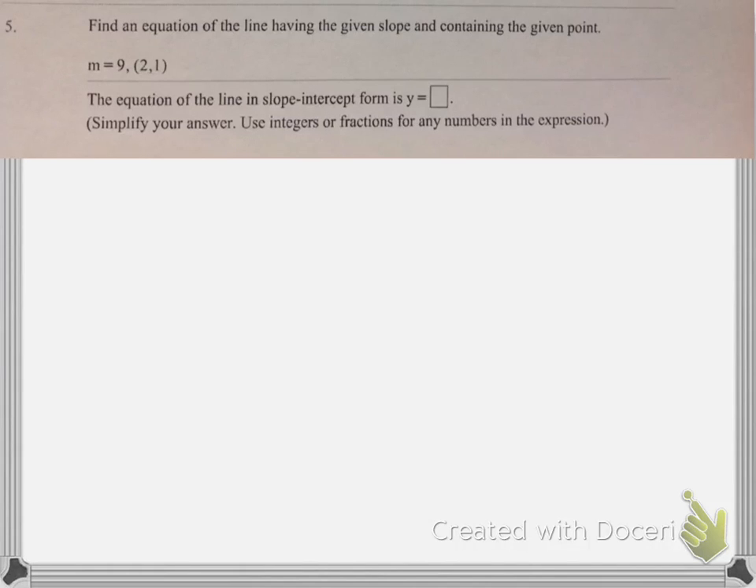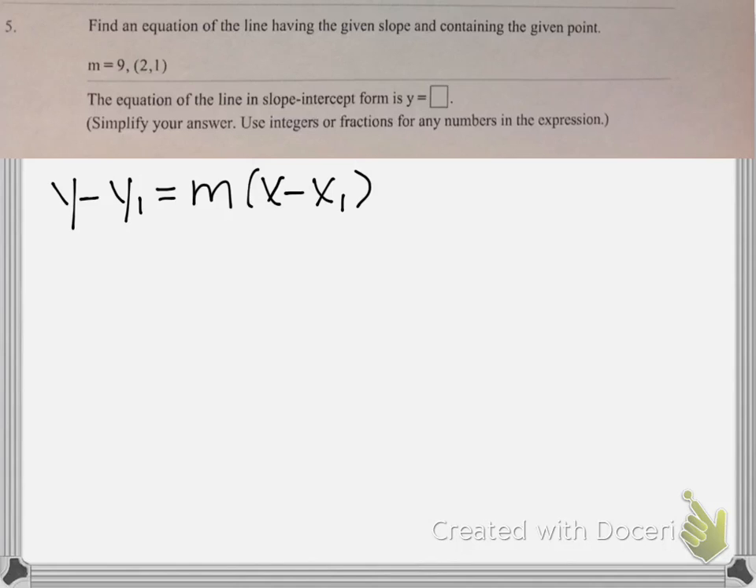All right, number 5. Find an equation of the line having the given slope and containing the given point. Remember how we did that one that was perpendicular? That's actually a harder one than this one. Because I'm given a point and a slope, I'm going to start with point-slope form. This is on your formula sheet. So if you look at that and think, I'm never going to remember that, it's on your formula sheet. You just have to make sure that you know how to use it.